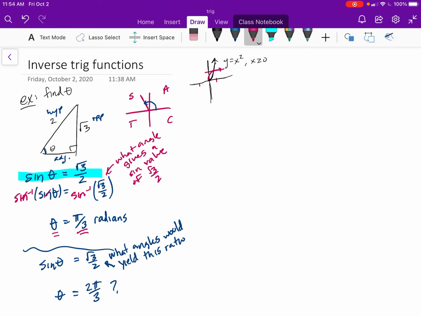So I should have used function notation, that's right. F of x is x squared where x is greater than or equal to 0. The inverse function is the square root of x, and again, x is greater than 0, y is greater than 0 too for that case. But last, remember an inverse function reflects across the line y equals x.